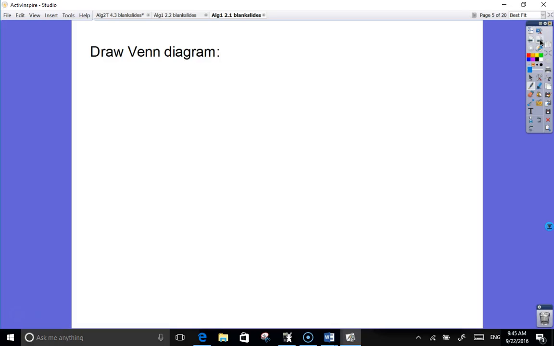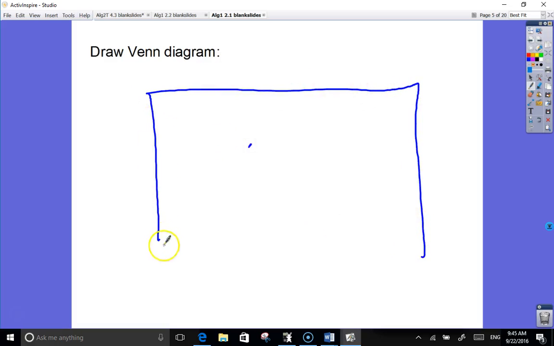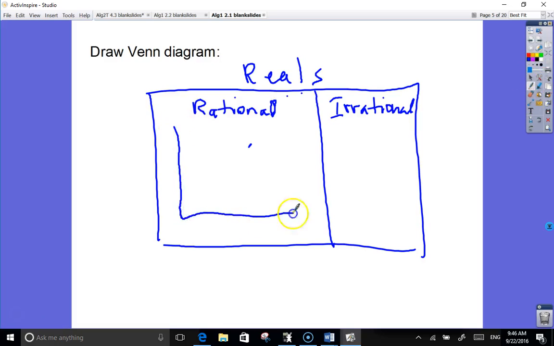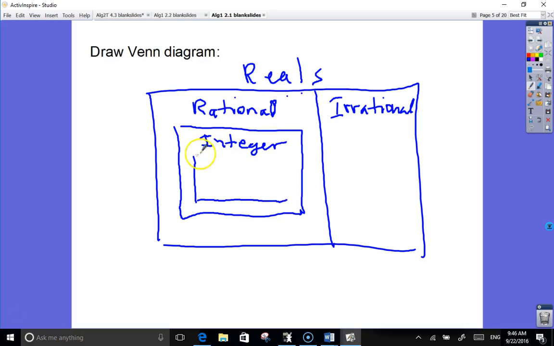Okay, so here we go. I'm going to draw this like this, right? This whole big block, that's going to be the real numbers. So I'm going to put irrational over here, and then rational goes over here. Now, as we said, the integers are all inside of rational, and the wholes are inside of those. And then finally inside of that is natural.